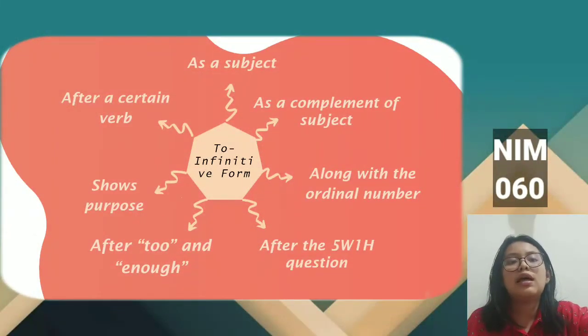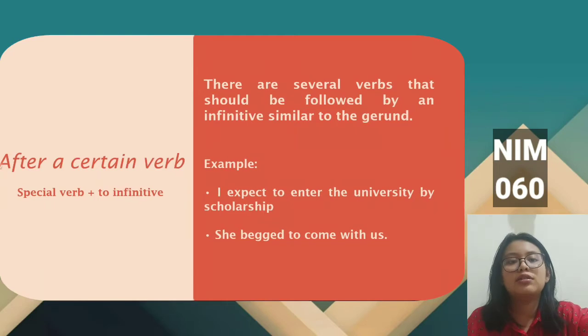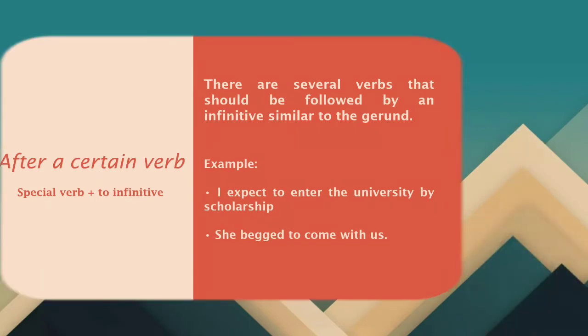The last one is after certain verbs. The pattern is special verb plus to infinitive. There are several verbs that should be followed by an infinitive, similar to gerund. Example: I expect to enter the university by scholarship.